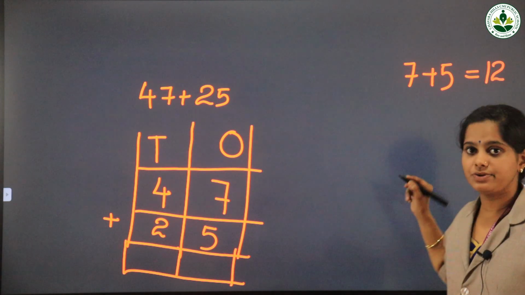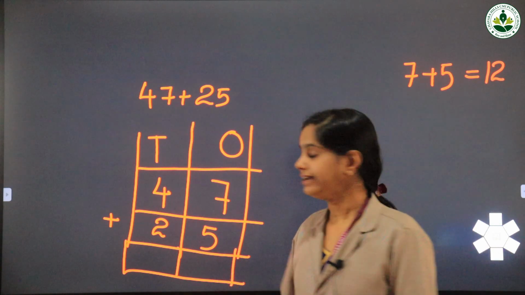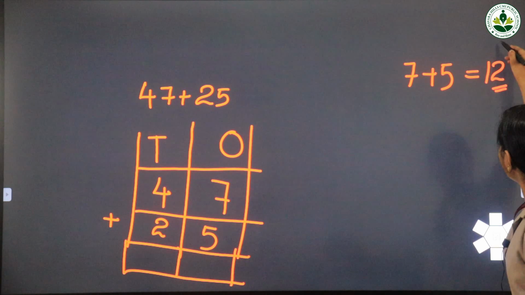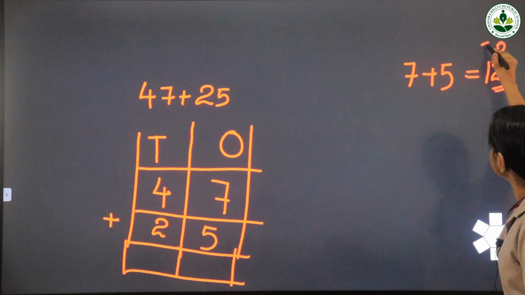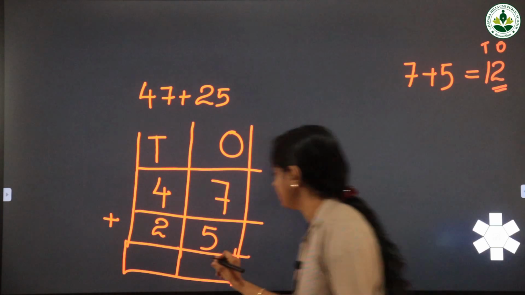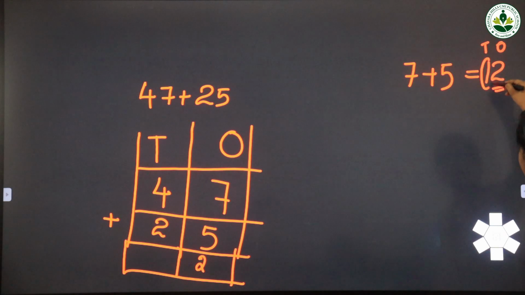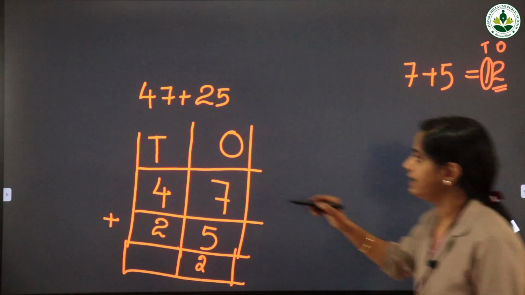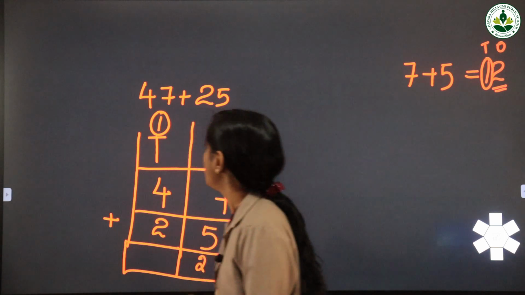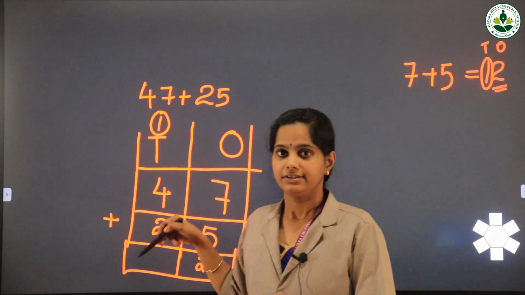12 is a two-digit number. We cannot write 12 in the ones column, so we write only the digit 2. This is the ones place and this is the tens place. So we write 2 in the ones column and this 1 will go to the tens column. Carry over 1. Then again we start addition from the tens column.